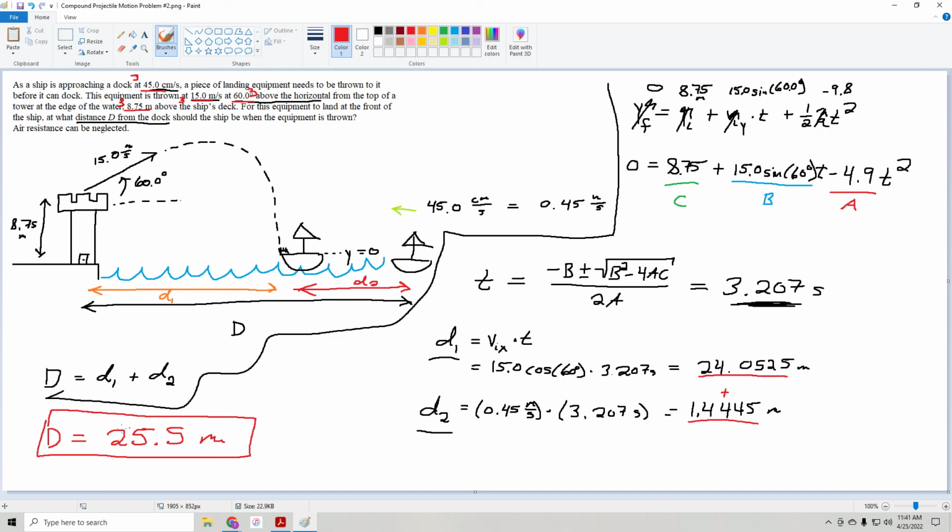This says that the ship needs to be 25.5 meters out from the dock in order for us to throw the landing equipment out with these particular values and just hit the front of it before it moves any closer.